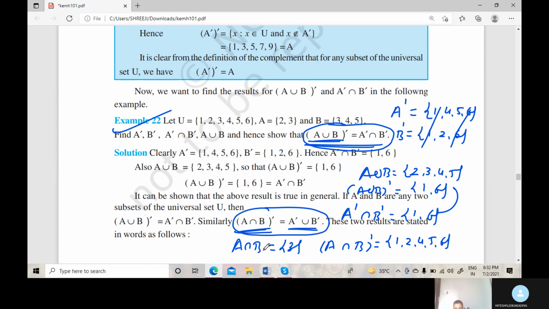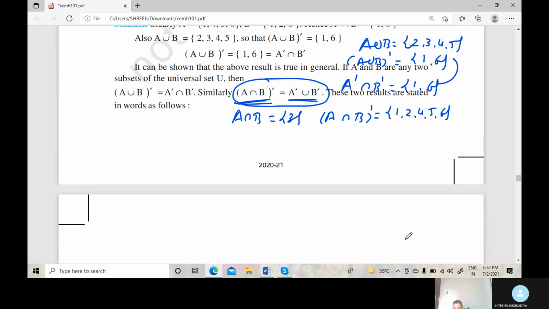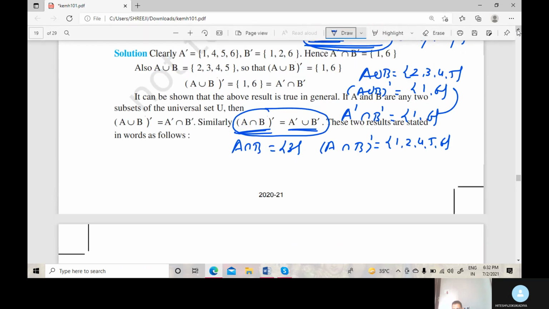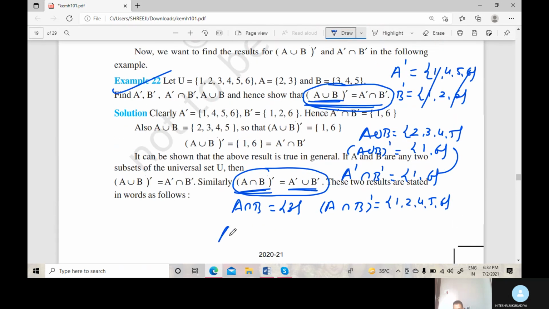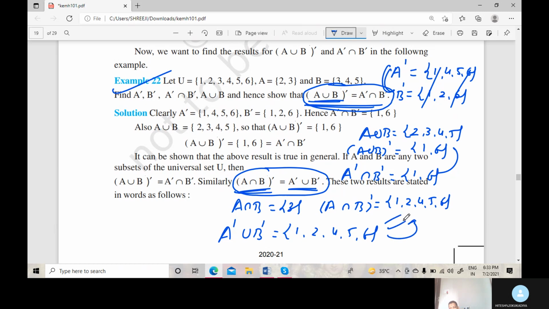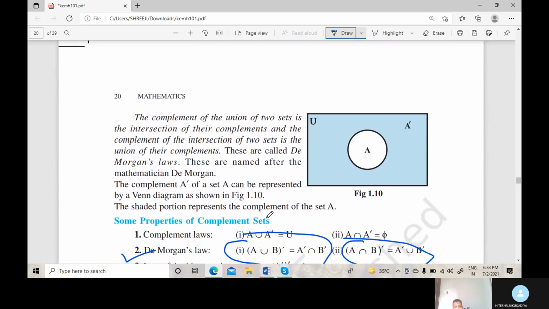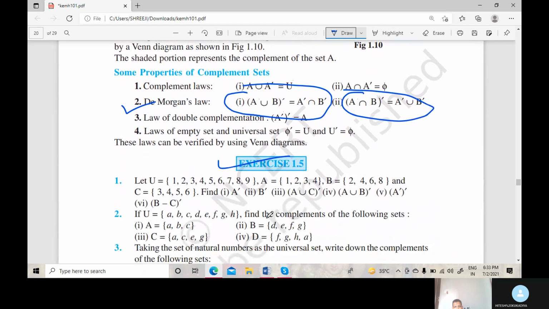Now the RHS is A dash union B dash. We take the union of A dash and B dash. Write all the elements: 1, 2, 4, 5, 6. Look at this result. Both the results are equal. So the second law is also verified, students. Clear? Okay, now continue with exercise number 1.5.